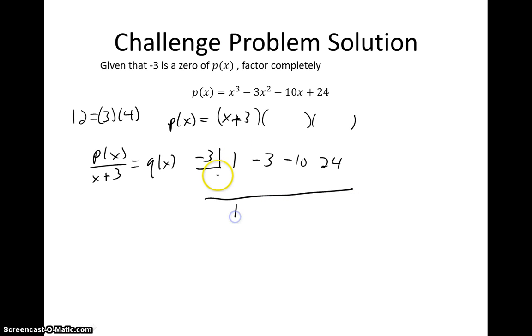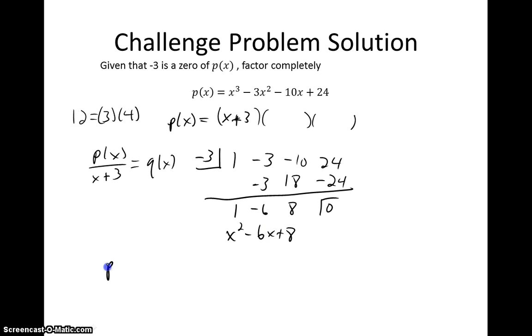The 1 comes down, multiplied by negative 3 is negative 3. Add those, we get negative 6. Negative 6 times negative 3 is positive 18. 18 minus 10 is 8. Times negative 3 is negative 24, and good thing we get that 0 remainder. So the result of this division is x squared minus 6x plus 8. Remember, these are just the coefficients of our result.